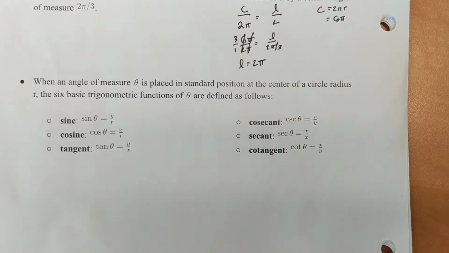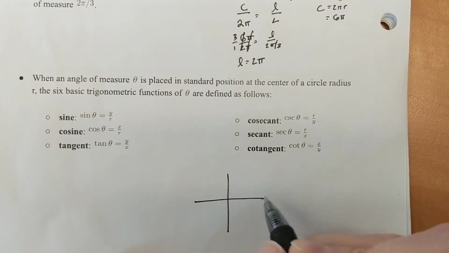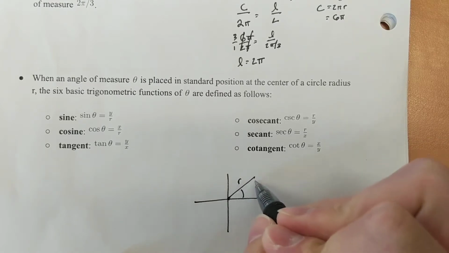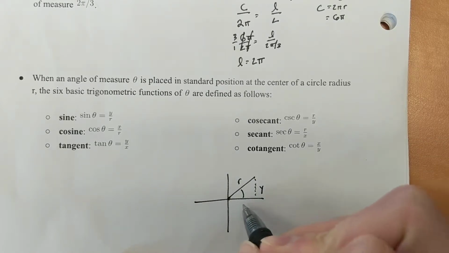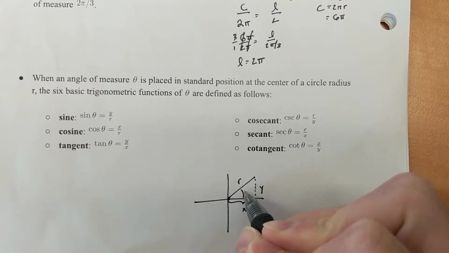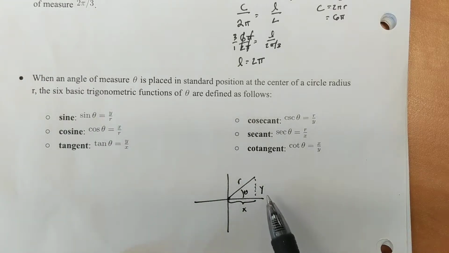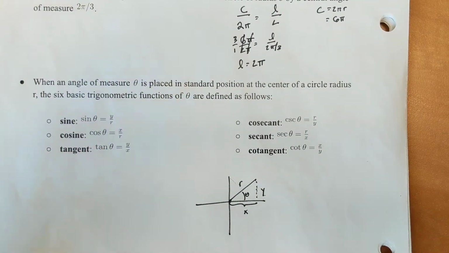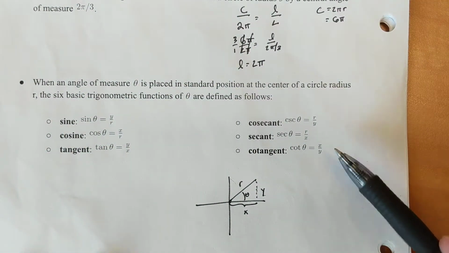Down here you have the definitions of the trig functions. An angle measure theta is placed in standard position in the center of a circle of radius r. The 6 basic trig functions are as follows. What that means is if you have your angle placed at the origin, this distance is r, this distance is y, this distance across the bottom is x, and that is my theta. So sine is y over r, opposite over hypotenuse. Those rules, opposite over hypotenuse for sine, adjacent over hypotenuse for cosine, and opposite over adjacent for tangent still work. And these 3 over here are the reciprocals of those 3 over there.